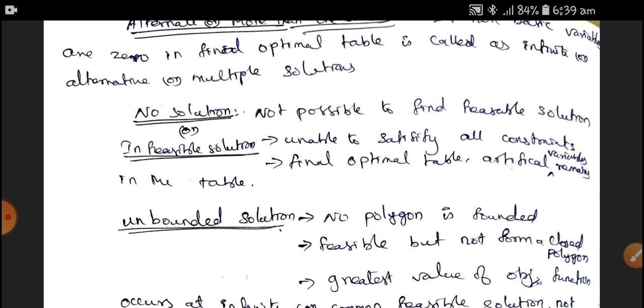If there is no solution, it is not possible to find a feasible solution. No solution or infeasible solution, both are the same. It is unable to satisfy all the constraints. If the artificial variable remains in the final optimum table, that is called an infeasible solution. If there are variables for which we cannot get a linear relationship, then we cannot find the solution at all. So it has no solution.